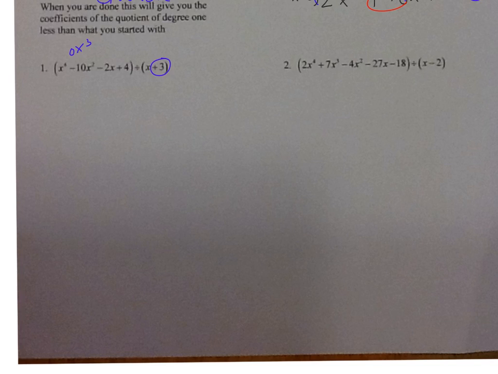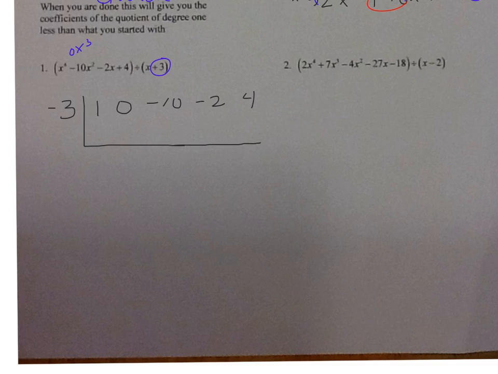So you're going to set this up like this. And you're going to put negative 3 on the outside. And then inside, you're going to put all your coefficients right next to the negative 3 going across. So it's going to be 1, because that's what's in front of x to the 4th, 0, negative 10, negative 2, and positive 4.